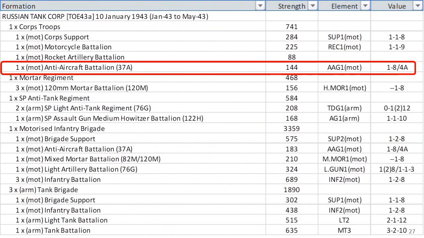The January 1943 official structure of the Tank Corps showed significant changes, even when compared with December 1942. I suspect this structure was not implemented until well after January. An AA battalion was added under Corps command in this structure.